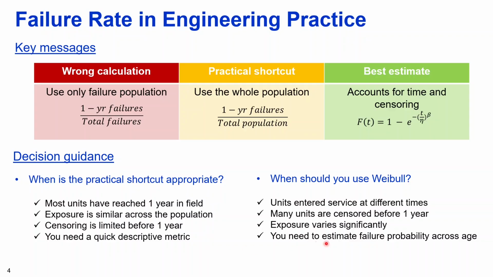But when units enter service at different times, when exposure varies significantly, or many units are censored before 1 year, Weibull is a better choice. It accounts for both time and censoring, and it also allows us to estimate the failure probability at different ages, not just at 1 year. So think of this as 3 levels. Using only the failed population can answer the wrong question, and using the whole population is a useful engineering shortcut. And Weibull is preferred when exposure time and censoring need to be considered.